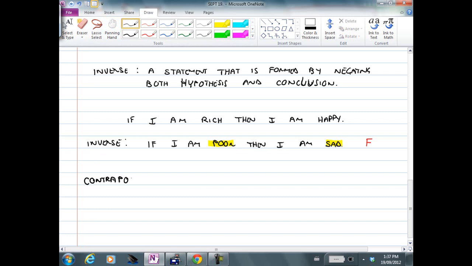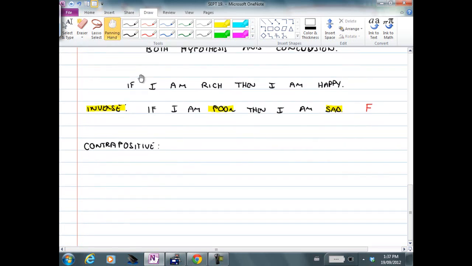Contrapositive. So here's another word. Contrapositive. You're on the right track. Again, I'm going to give you the technical term, and you're going to figure out what it means. It's close. It's a statement. I'm not going to teach you what it really means. I want to see who can decode it. A statement that is formed by negating, here's another word, negating.